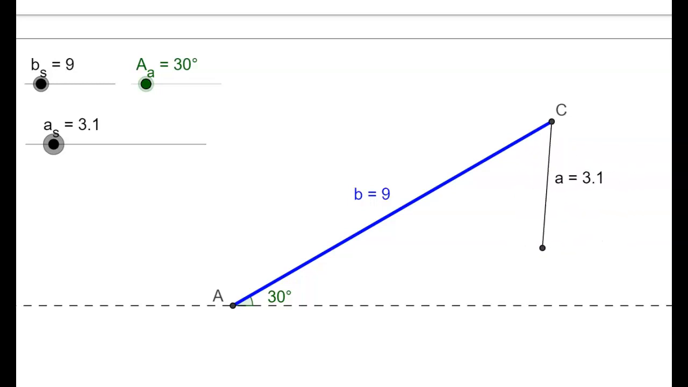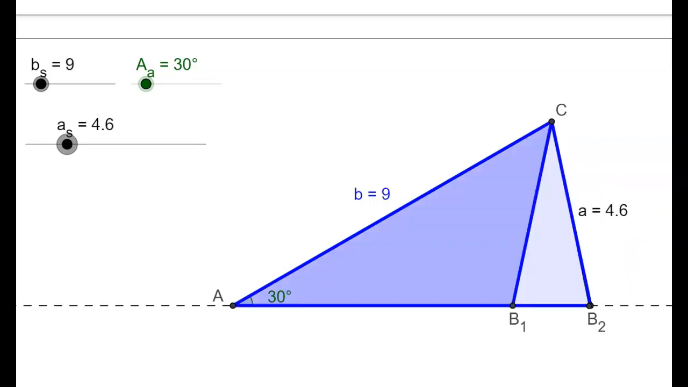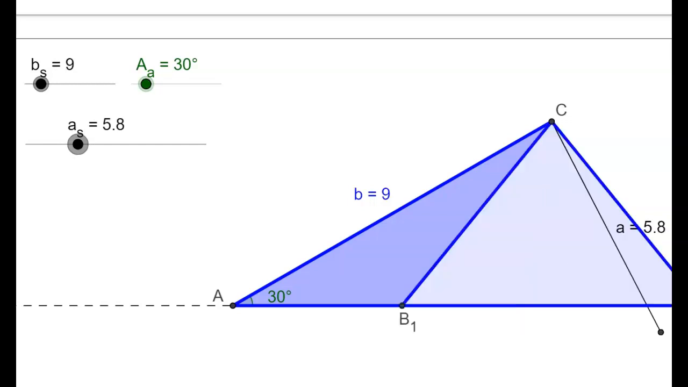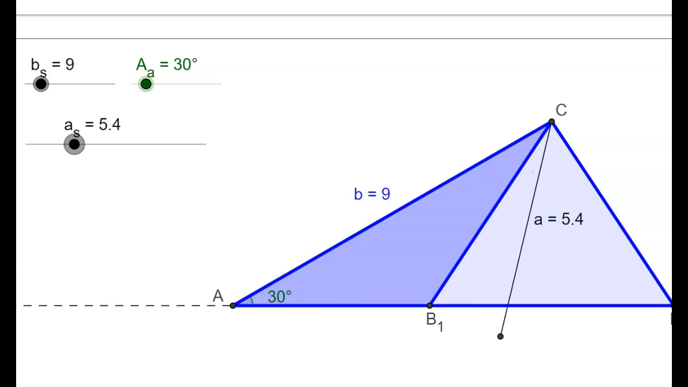Case number two is when you only have one triangle. So if they gave you values, for example, angle A is 30, side B is 9, and side A is 4.5, without solving for this you wouldn't know, but once you solve for it, you would see that these three values can only form one triangle. So this is case number two, when you could have one triangle. And then finally, case number three is when you have two possible triangles.